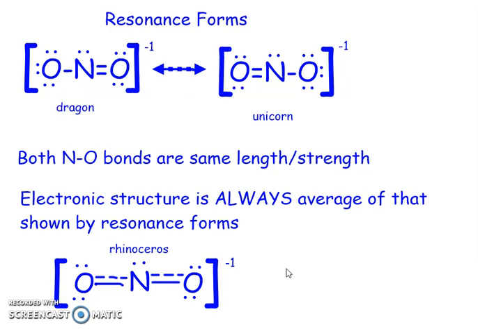So one way that's been used to explain it is that a rhinoceros is kind of like a mixture between a dragon and a unicorn. A rhinoceros is not a dragon one moment and a unicorn the next, but it has features that are similar to both. So the actual molecule looks like the rhinoceros, but we can use the diagrams that show the dragon and the unicorn to represent a little bit of what's going on, but neither of them fully explains what's going on with the molecule at any given time.